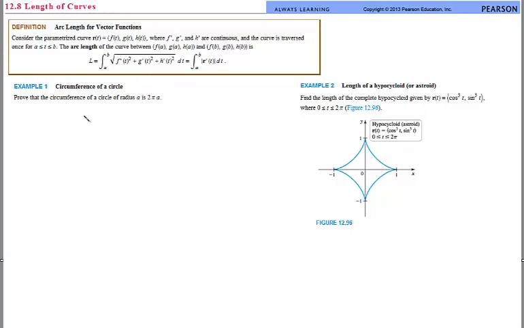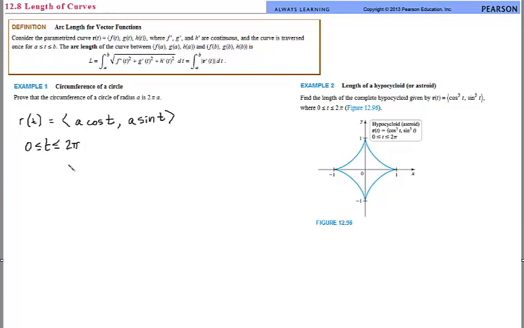What we're going to do first up is prove that the circumference of a circle is 2 pi a. Well, we need to know the equation for a circle, and a circle of radius a would be a cosine t, a sine t. And this will give us a circle of radius a, and this would go for t in between 0 and 2 pi.